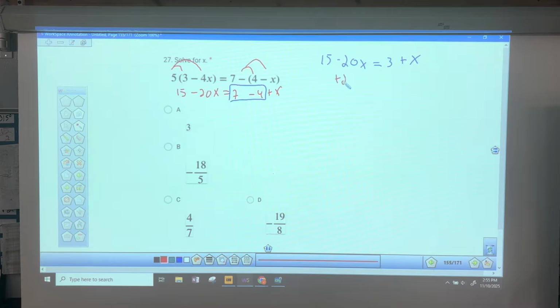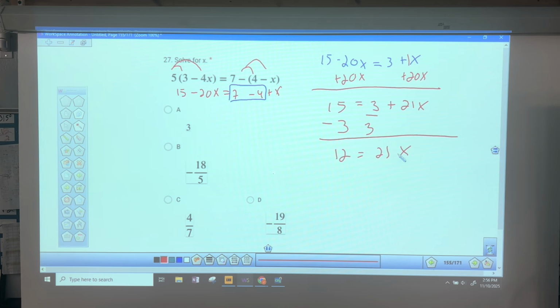I'm going to add 20x to both sides. That's going to generate 21x plus 3 is equal to 15. Subtract 3 from both sides. 12 equals 21x. Divide both sides by 21. So 12 divided by 21 is not 3. 12 divided by 21 is not negative. 12 divided by 21, let's see, if I multiply the top by 3, that would equal 12. If I multiply the bottom by 3, that would equal 21. There it is. 12 over 21 is equal to 4/7.